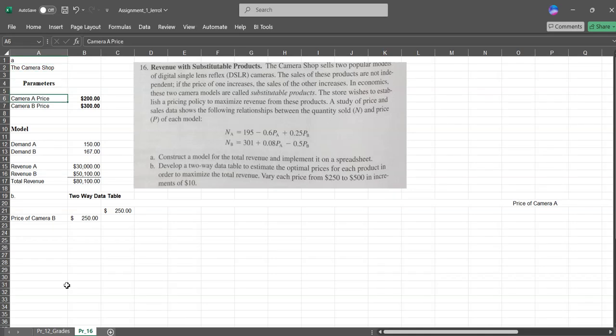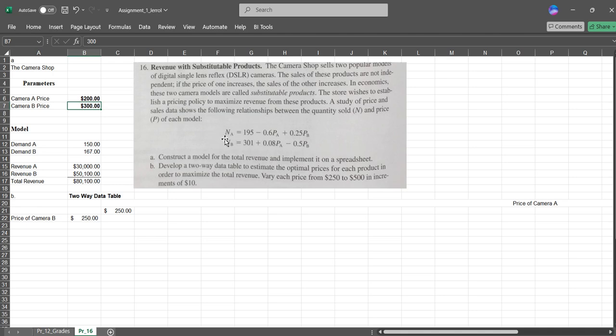Cameras, that is camera A and camera B. Suppose the price of camera A is $200 and the price of camera B is $300. We have also been provided with the quantity demanded model for both of these cameras, and the demand model for camera A is NA equals 195 minus 0.6 PA plus 0.25 PB.